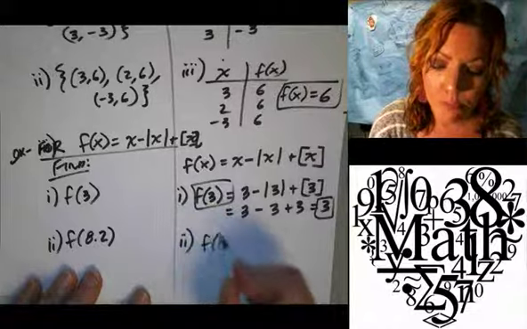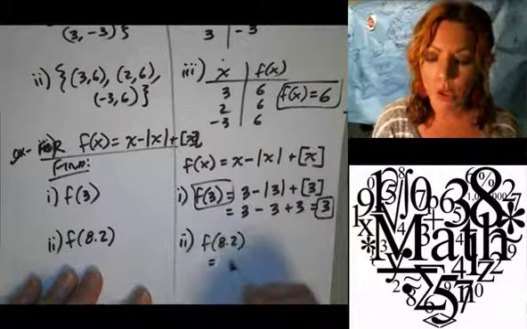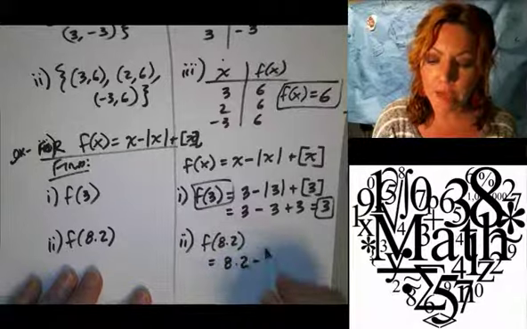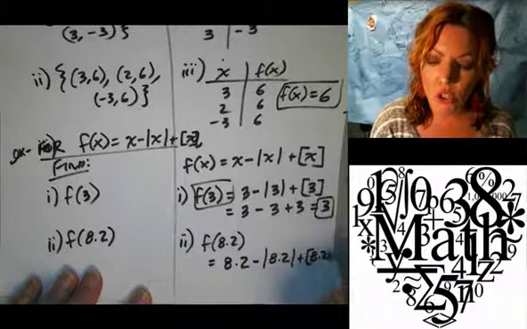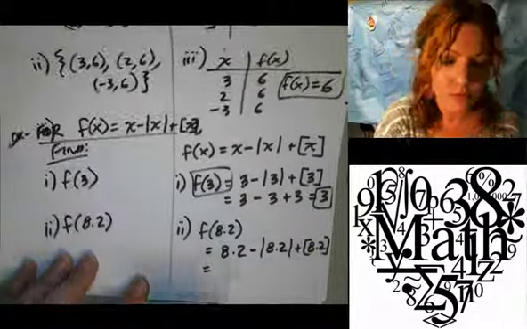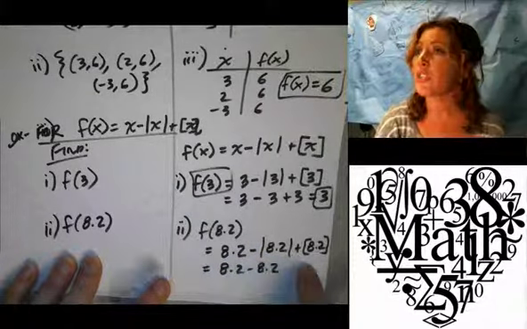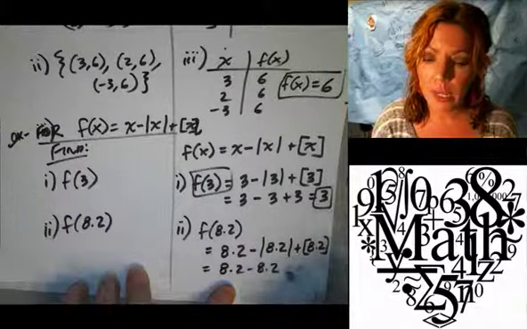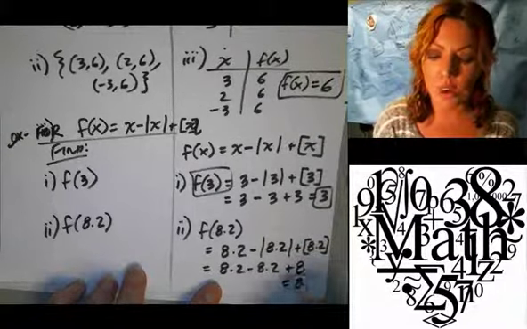F of 8.2. I'm going to write it down here. So I'm plugging in 8.2 minus the absolute value of 8.2 plus the greatest integer of 8.2. What is the absolute value of 8.2? 8.2. What is the greatest integer of 8.2? 8. Awesome. So what do we get? 8. All right, cool. Any questions?